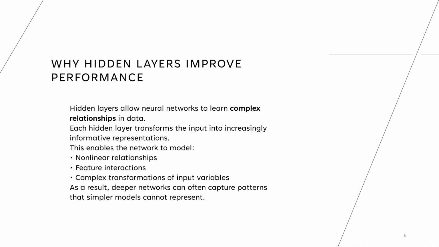Each hidden layer in a neural network transforms the input data into a new representation. As the data moves through successive layers, the network gradually learns features and patterns that make the final prediction more accurate. Through this layered process, neural networks are able to capture nonlinear relationships, interactions between features, and complex transformations of the original inputs. As we add more hidden layers, the network gains the ability to represent increasingly complex patterns in the data. This is one of the main reasons why deeper neural networks can sometimes achieve better performance than simpler models when dealing with complicated prediction problems.